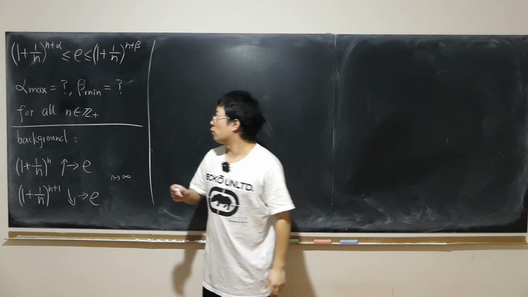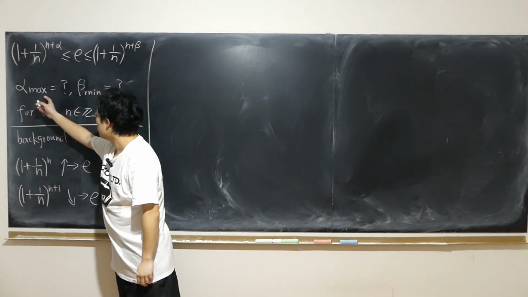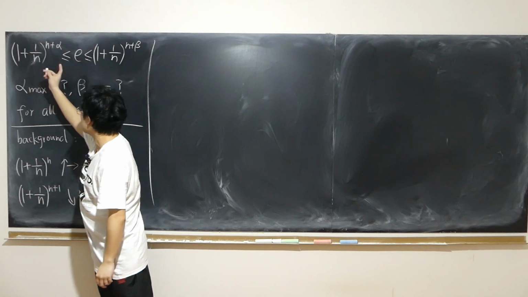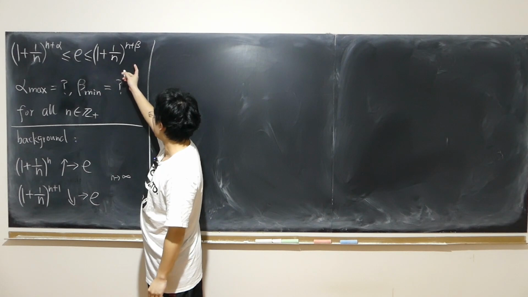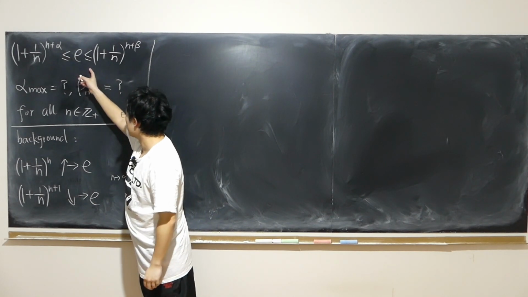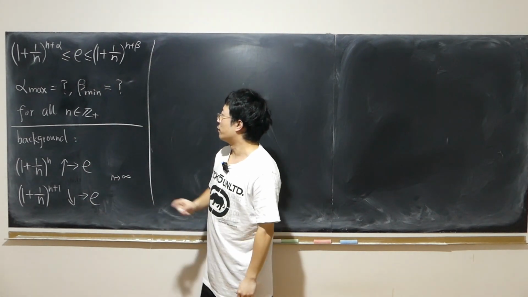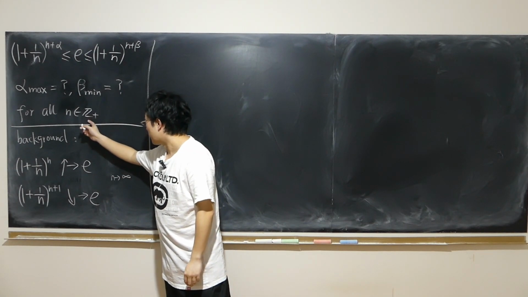What kind of alpha? What's the maximum possible value of alpha that makes this sequence less than or equal to e? And what's the minimum possible value of beta that makes this sequence greater than or equal to e, for any positive integer n?